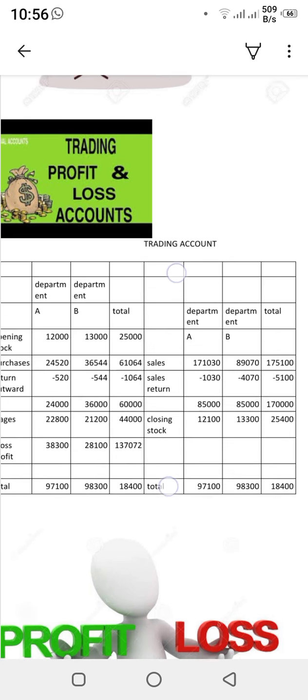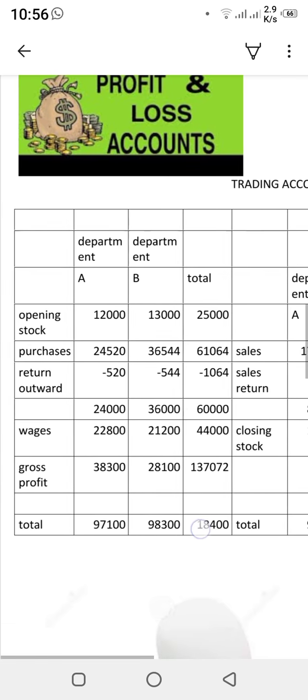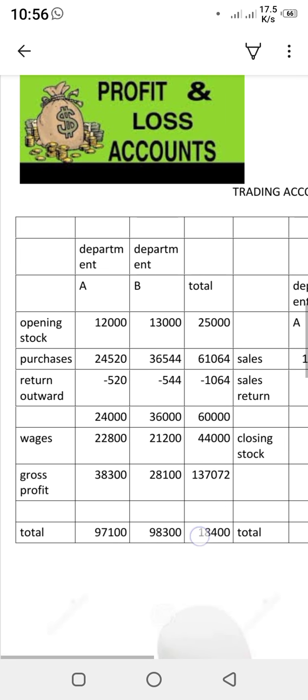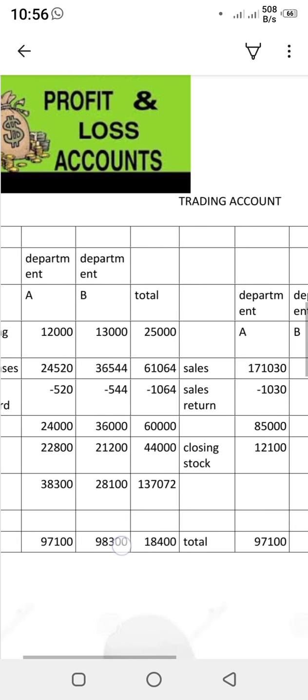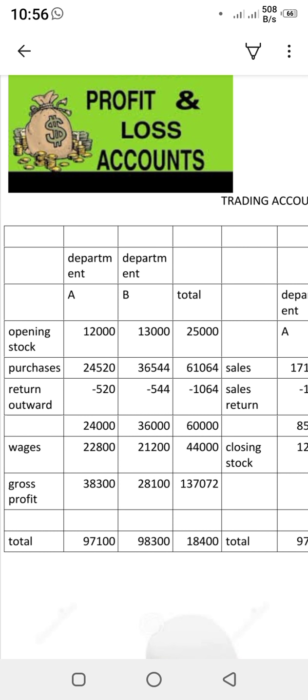In the trading account, you can see that there are two sides of the account. One is debit and the second one is credit. As we have already discussed, opening stock will appear on the debit side of the trading account. The amount of department A will appear in the column of department A, and the amount of department B will appear in the column of department B. In the total, we will add these two specific amounts.